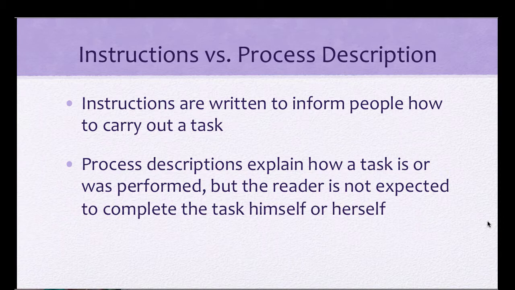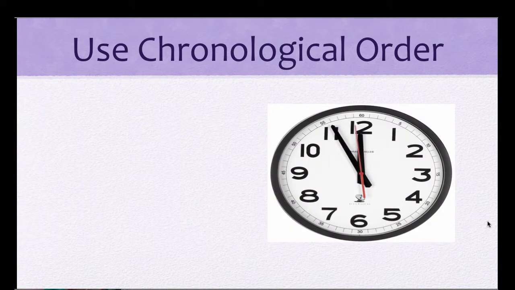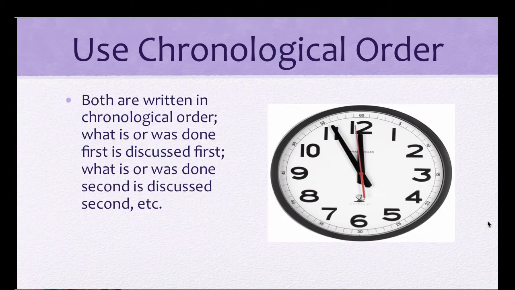For example, you might describe the process by which the universe was created according to the Big Bang Theory. Nobody is going to create a universe. So the process description is written somewhat differently from the instructions, and we're going to talk about how they're differentiated. One thing they have in common is that they both use chronological order. What is or was done first is discussed first, and what is or was done second is discussed second, and so forth.